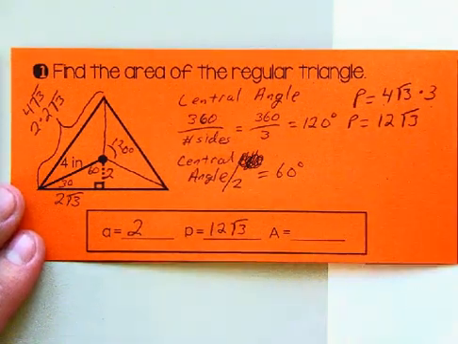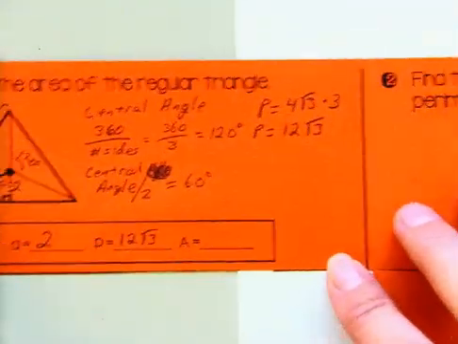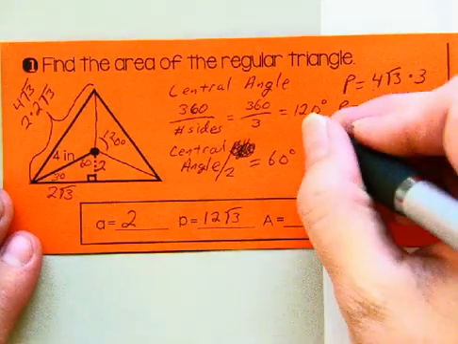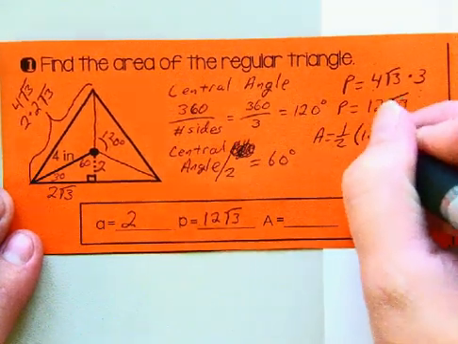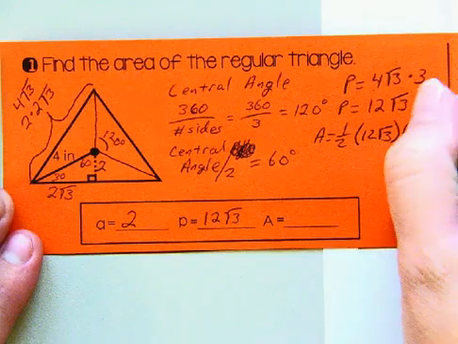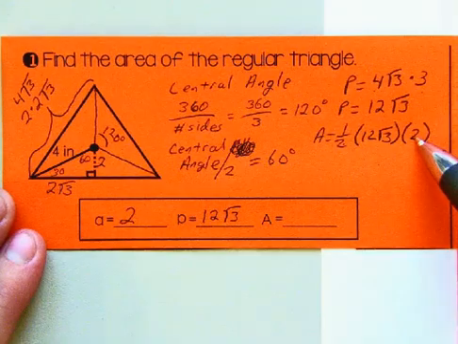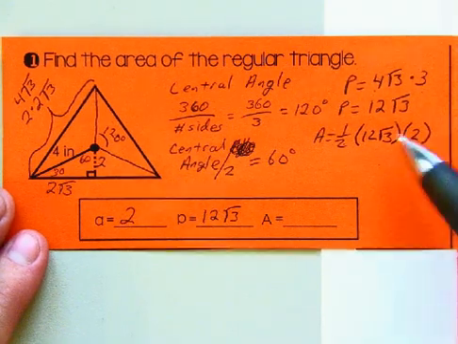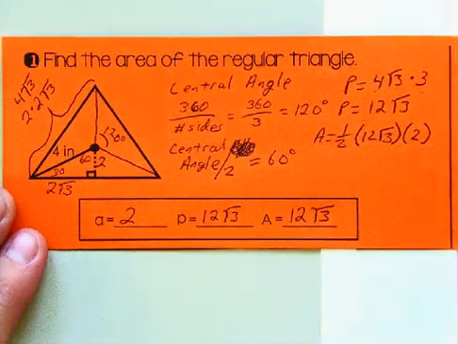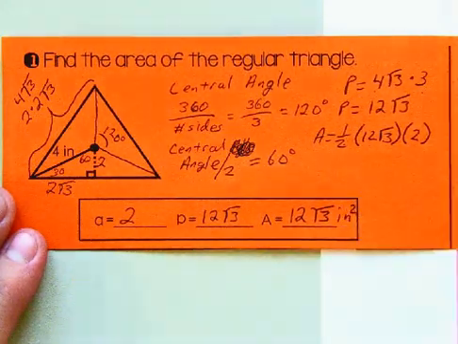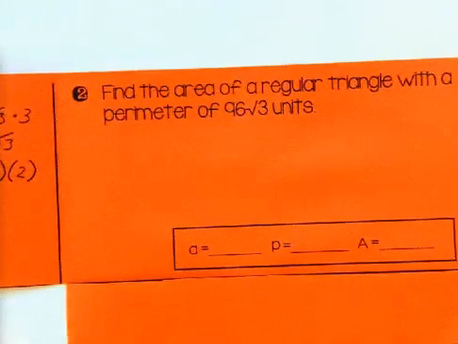To find area, if you don't remember, area is up here on the front, 1/2 P times A. So area equals 1/2 perimeter, which we just found to be 12 square root of 3, times A, which is 2. I'm not even going to use a calculator for this piece because 1/2 times 2 is 1. So this is 1 times 12 square root of 3, which is just 12 square root of 3. Our label is inches squared. All right, so we're going to do one more triangle.